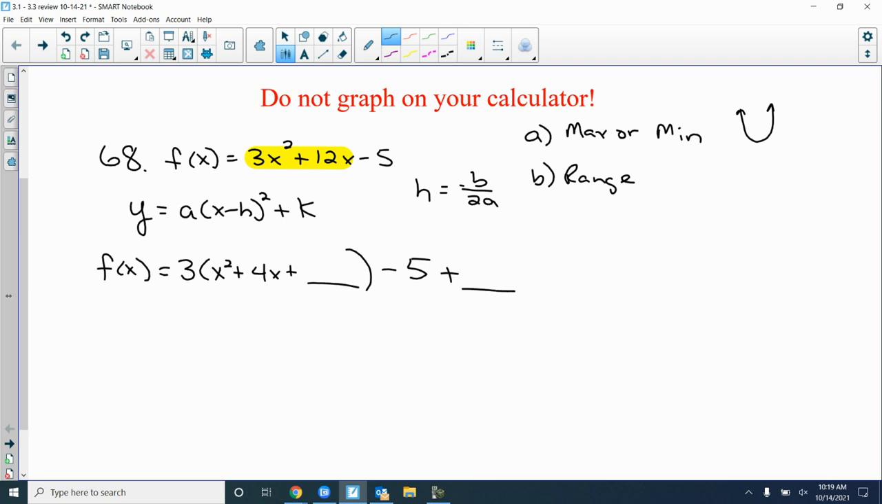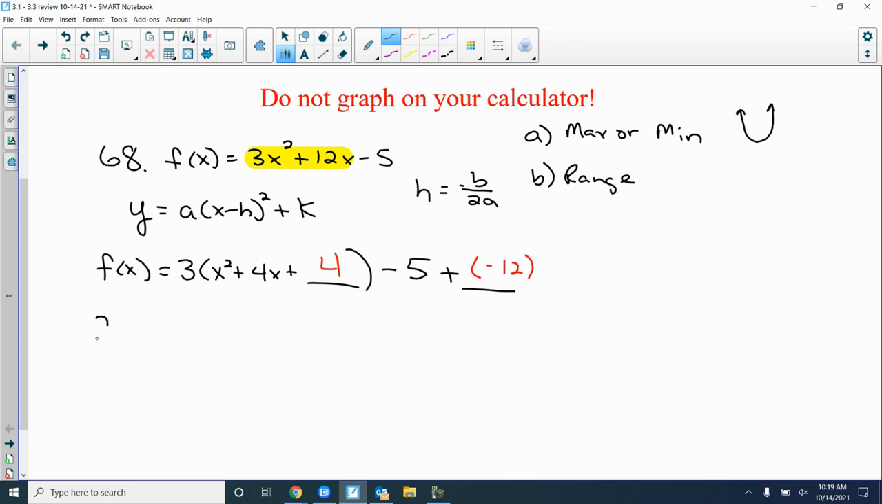All right, what goes in the first blank there? You take half of 4, which is 2. 2 squared is 4. Since I'm working on one side, I got to basically keep this at a total of 0. Well, what does that 4 amount to with that 3 out in front? You got to take 3 times 4, which is 12. So how do I counter that to get it back to 0? Negative 12. So this needs to be a negative 12 here.